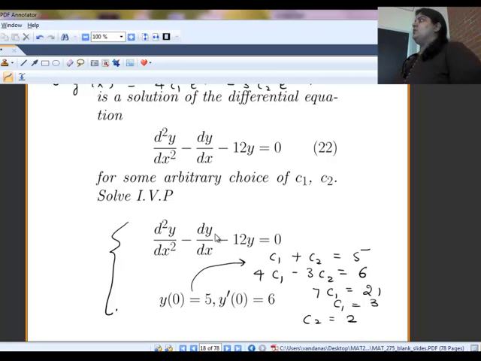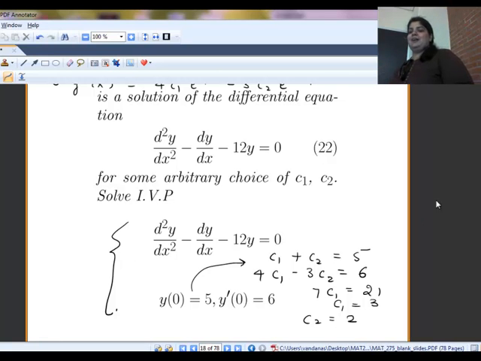For a second order differential equation, you need 2 initial conditions. For a third order differential equation, you need 3 initial conditions. For a fourth order differential equation, you need 4 initial conditions. So the number of initial conditions is equal to the order of the differential equation. Okay, so this is a key.